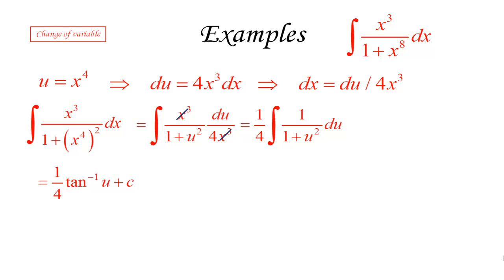Of course, we're not done yet, not only because I didn't mention the plus c, but I did write it down, so make sure it's always there, but also because we have to get back to our original variable, which remember was x, and we do that by changing the u to an x to the 4th, and we're done. Once again, you may want to check that this is correct by taking the derivative of this particular function and making sure that it is what we started with.